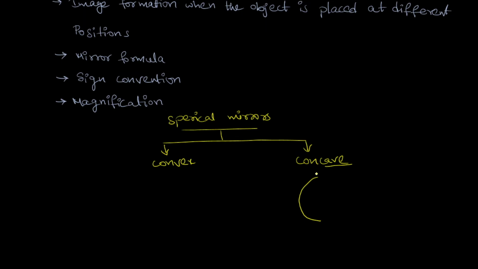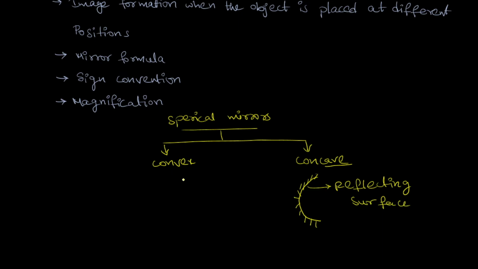A concave mirror will be in the shape of a cave. It will be bulged inward, and on the outward side, we will have an aluminium coating or a silver coating. Inside we will have the reflecting surface.